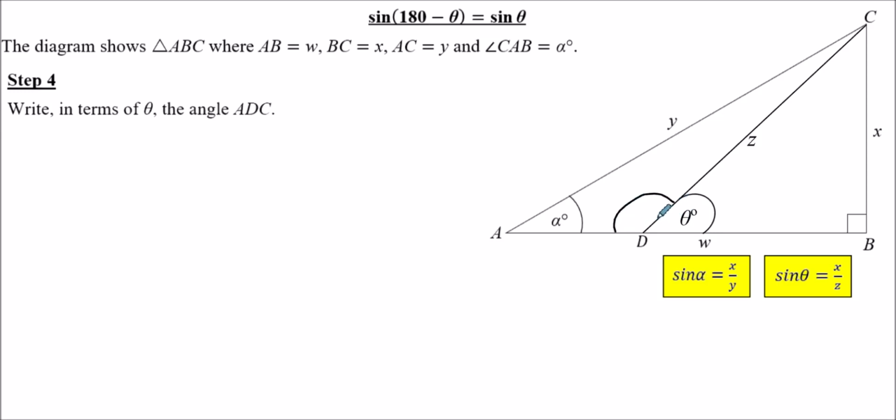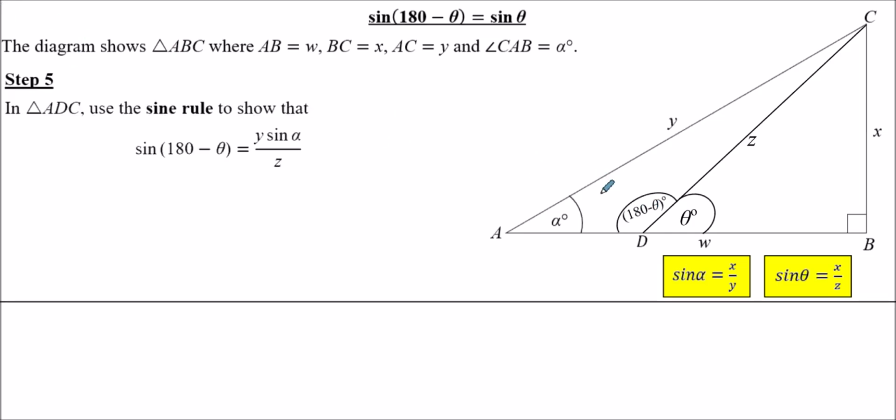And this goes back to the very basics of GCSE. This is angles on a straight line. So ADB is a straight line. So if the angle at D is theta on this side, the other side of D, angle ADC, that must be 180 minus theta. So we can add this on like so.